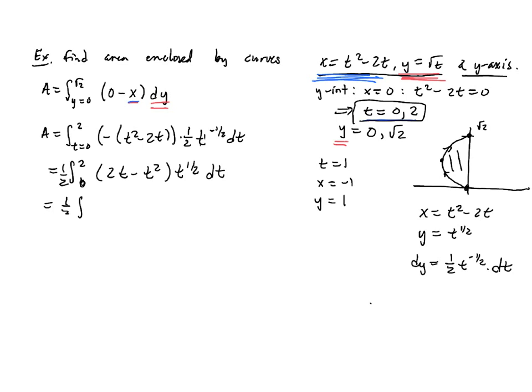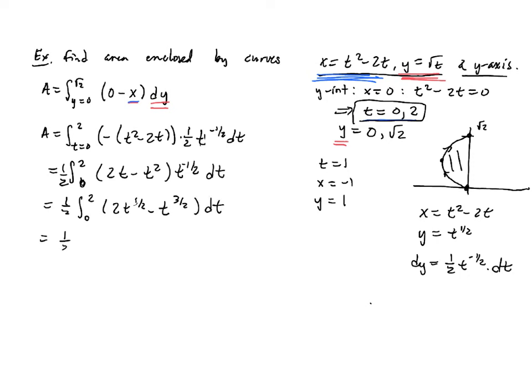And now I'm just going to evaluate this integral. Multiplying that t to the minus 1/2 through the 2t minus t squared, we get 2t to the 1/2 minus t to the 3/2 dt.